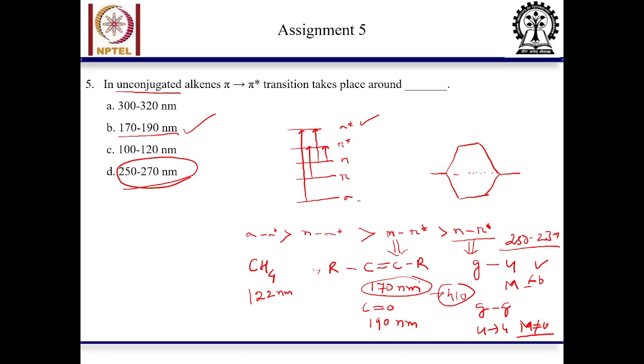So this is the way you have to know the range for sigma to sigma star, n to sigma star, pi to pi star, and n to pi star. But these are only for the unconjugated. Once we increase the conjugation, the HOMO and LUMO come closer, which leads to a lower energy transition and increases the wavelength absorbed.